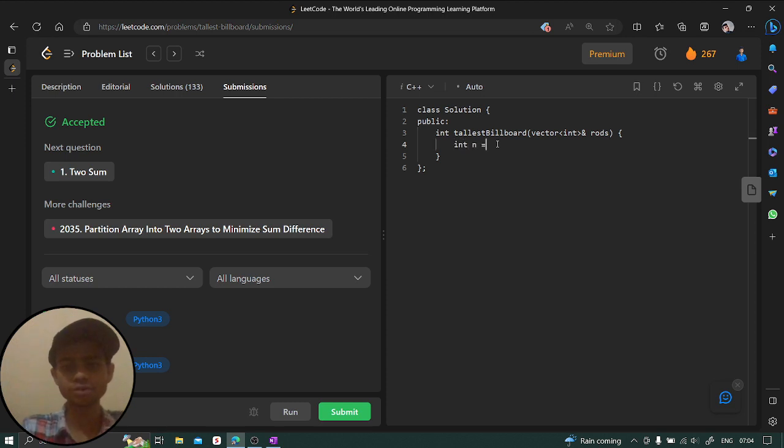So I'm with the C++. First of all, I'm going to get the length, the row lengths. After that, what I'm going to do is first of all define a map, right? Here we can't use functools or lru_cache.